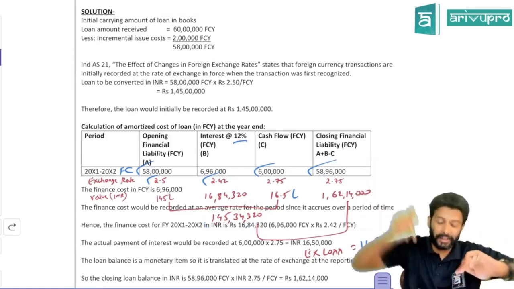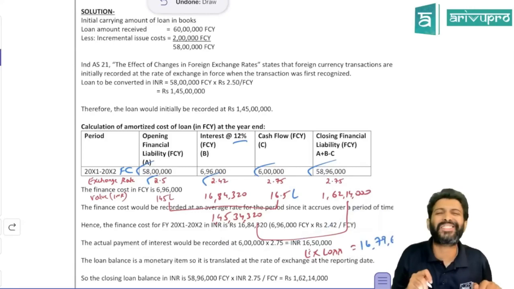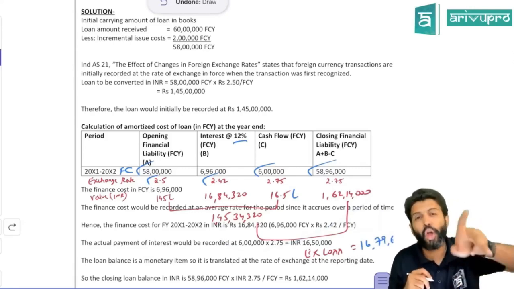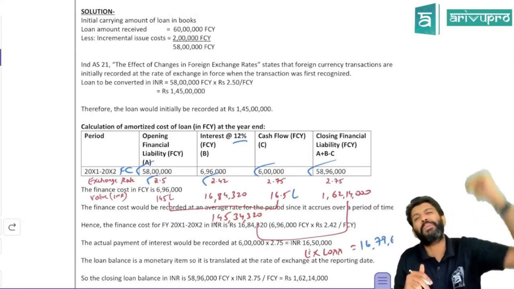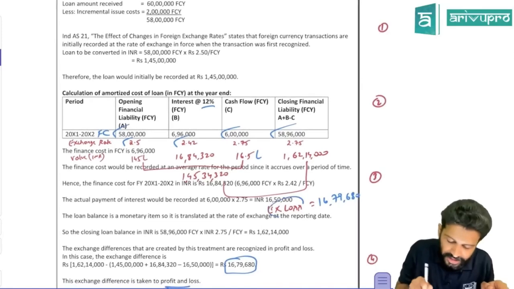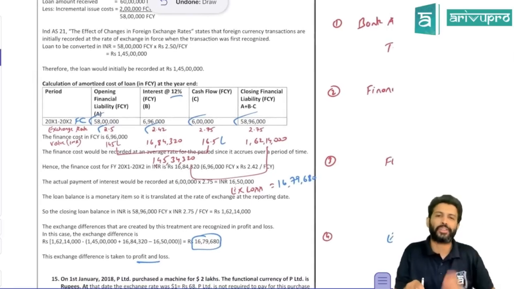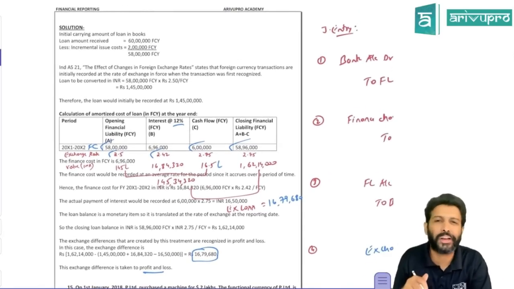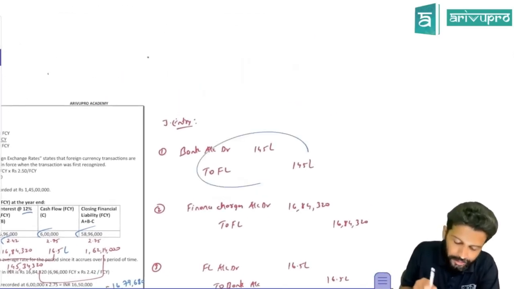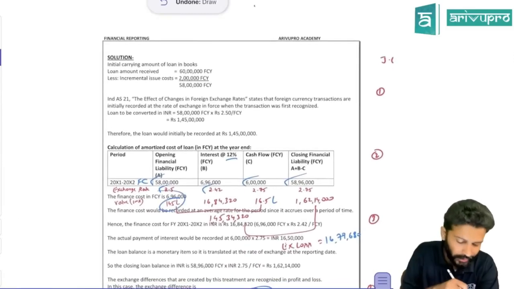Mind you, this is a liability. So from 145, you need to increase it, which means this is an exchange gain or an exchange loss. A liability is increasing, so obviously it's a case of an exchange loss. So the difference between these two is nothing but your 16,79,680. That is your exchange loss. Now you can use this and pass your entry. What is the entry? Initial entry is bank account debit to financial liability 145 lakhs.